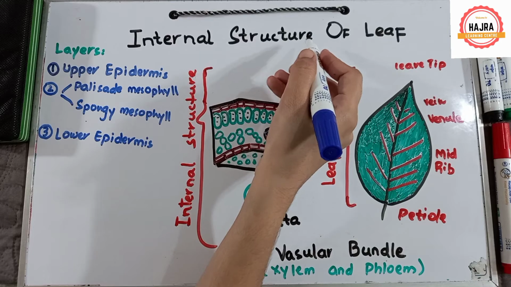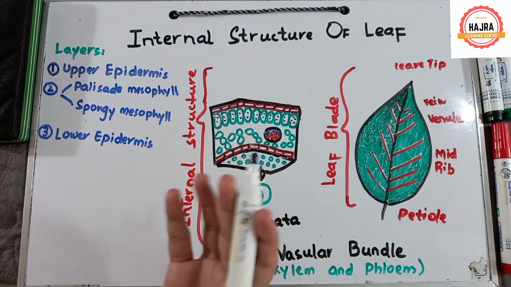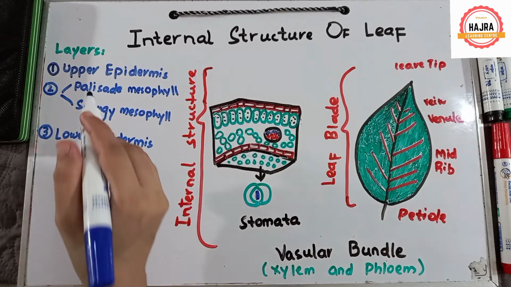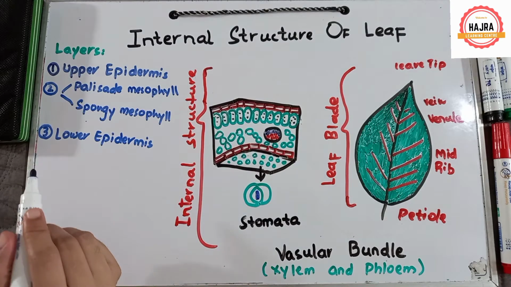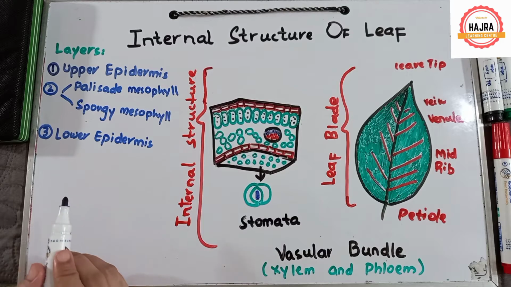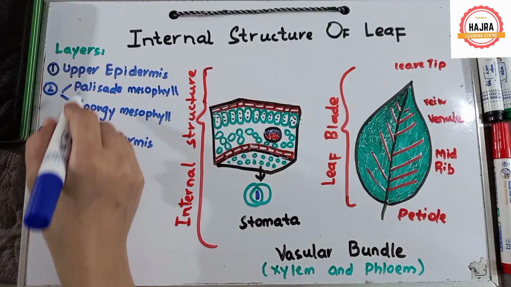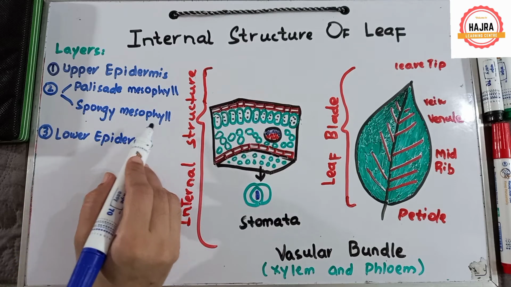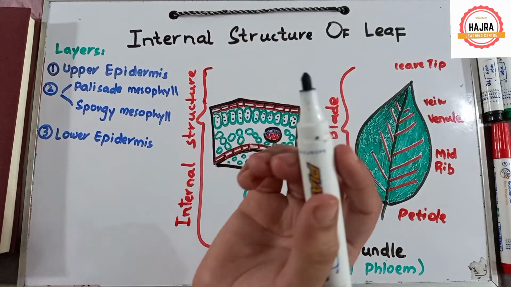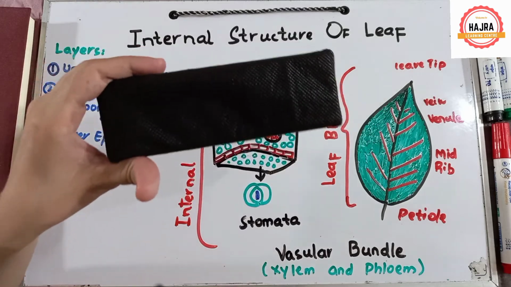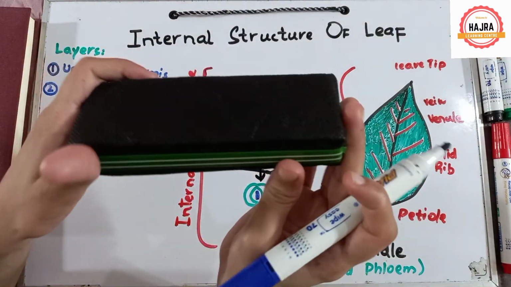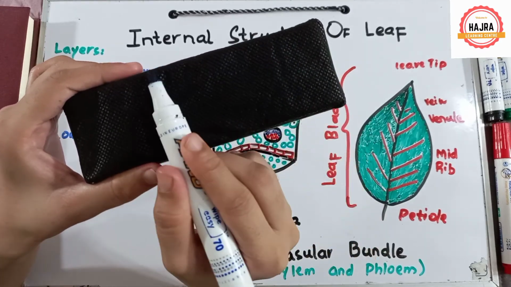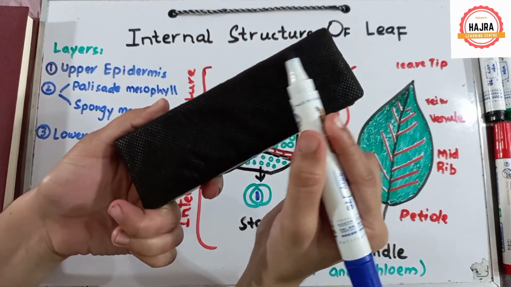Internal structure of leaf: first of all we will study the layers of leaf. There are 3 layers of leaf. Number 1 is upper epidermis, number 2 is lower epidermis, and in between them there are palisade mesophyll and spongy mesophyll. To understand the layers of leaf, I will use this duster. Just assume that this is the leaf, and this is the upper surface of the leaf, and this one is the lower surface of the leaf.